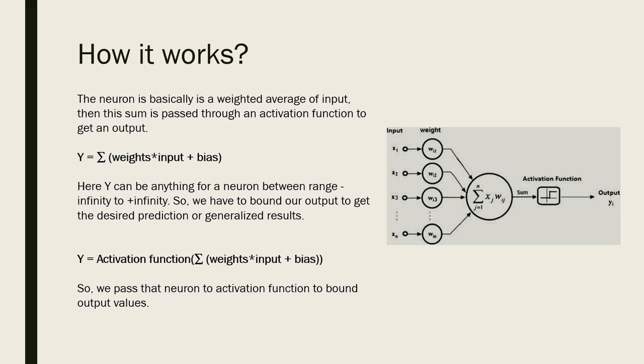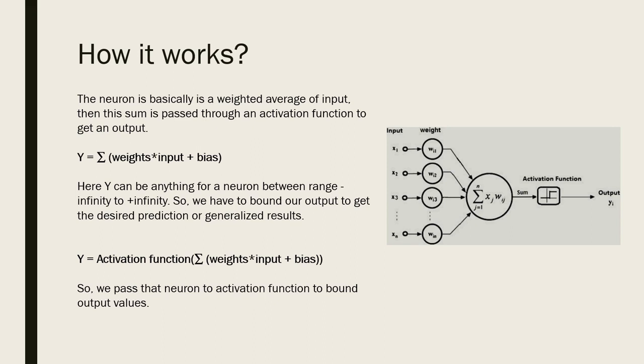Let's consider a simple neural network model without any hidden layers. The output will be shown as in equation 1, that is y is equal to sigma of weights into input plus bias. Here y can be anything for a neuron, in the range from minus infinity to plus infinity. So we have to bound our output to get the result prediction or generalized results. As it can range from minus infinity to plus infinity, it is necessary to bound the output to get the desired predictions. As you can see in equation 2, y is equal to activation function of sigma of weights into input plus bias. So we pass the neuron through an activation function to bound the output value.